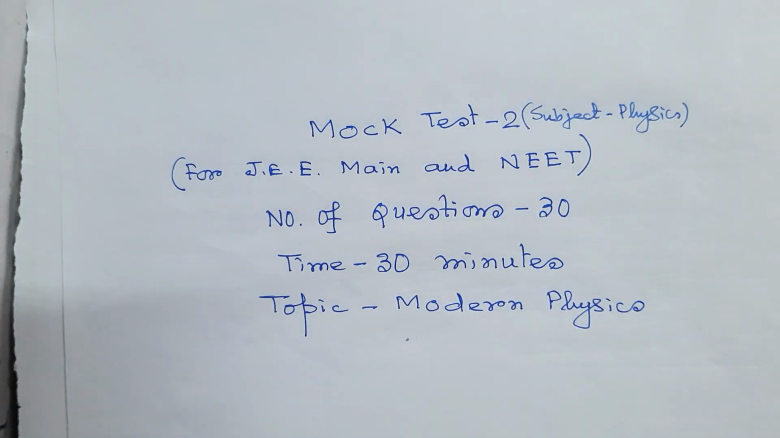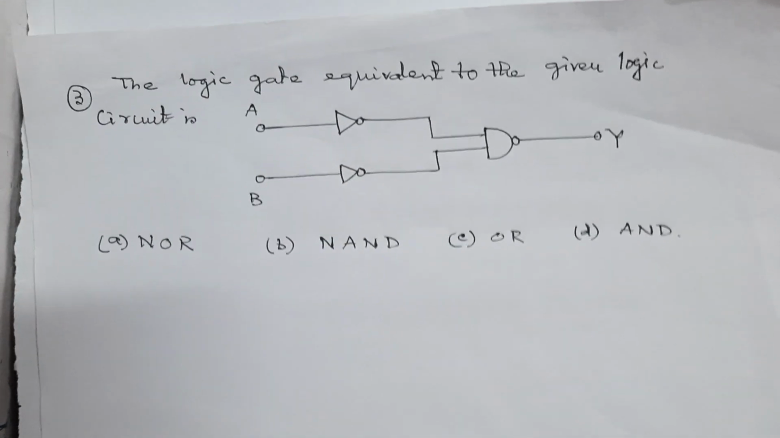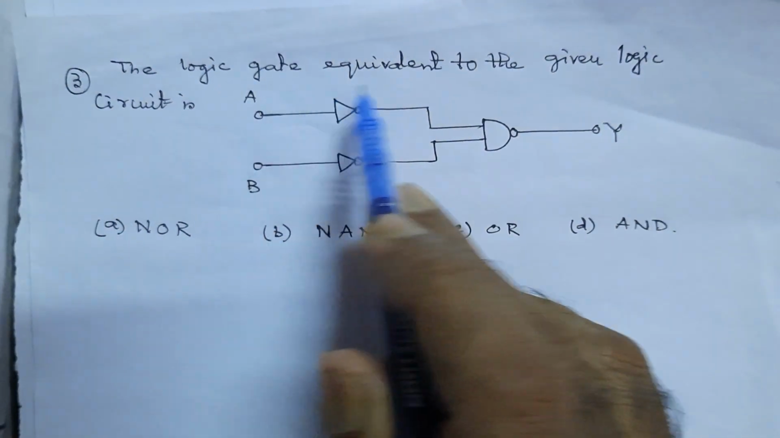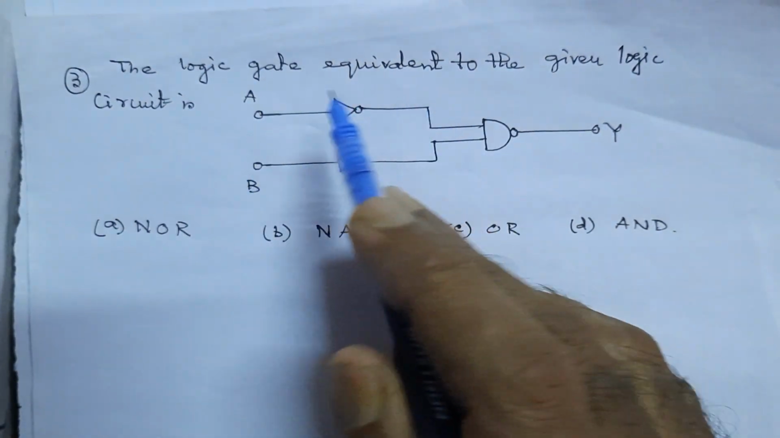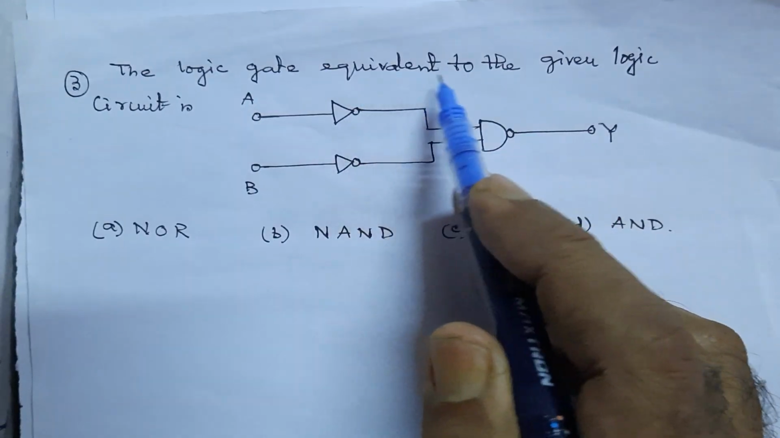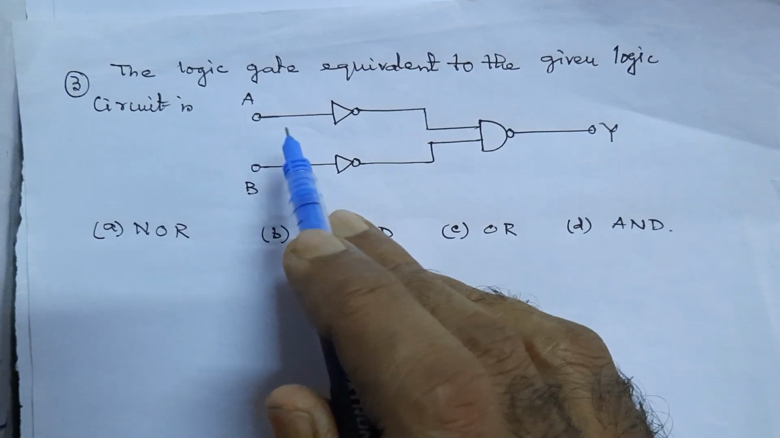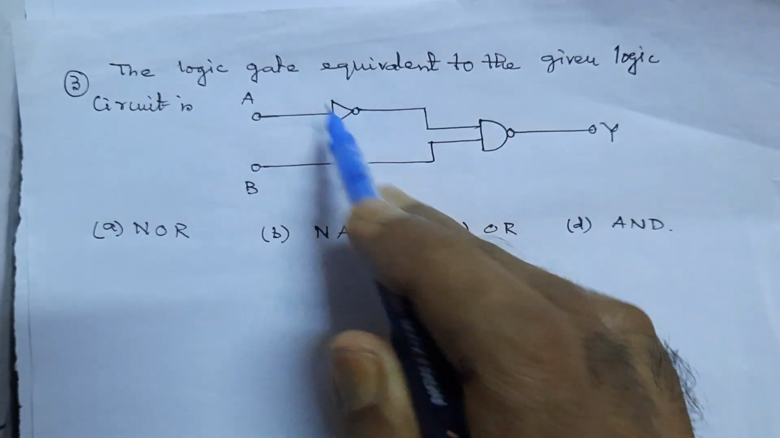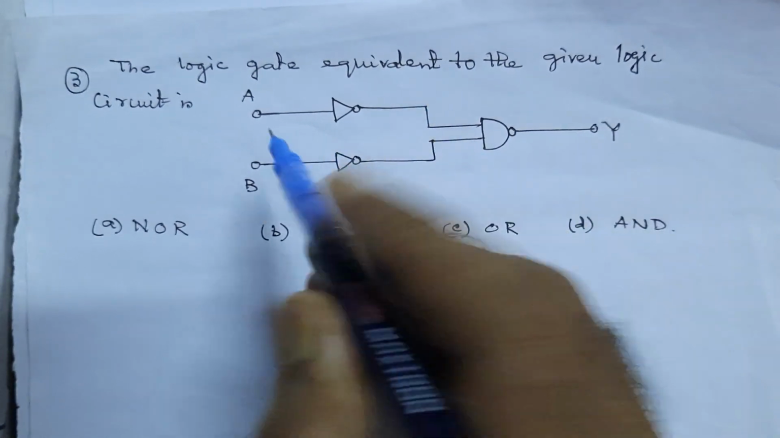Next, let us go to the third problem. What does it say? We see that it is a simple logic gate circuit, and we have to find the equivalent logic gate circuit.